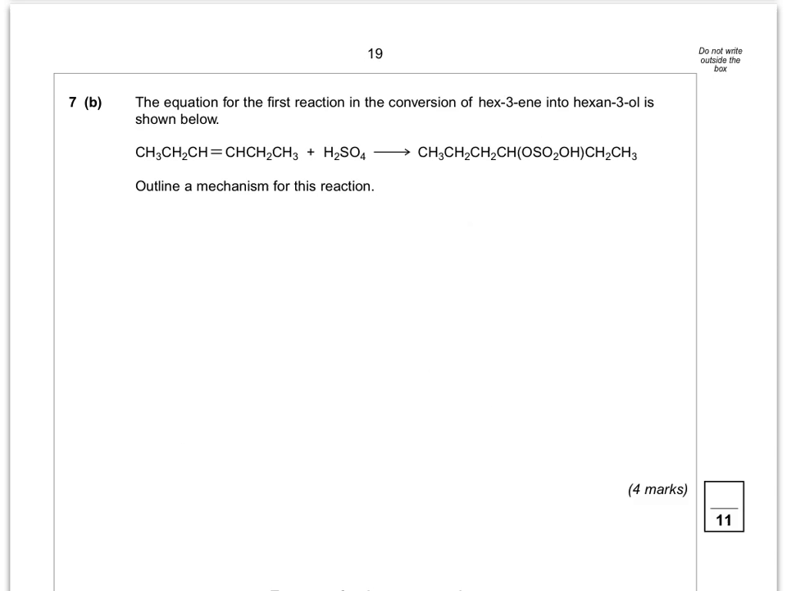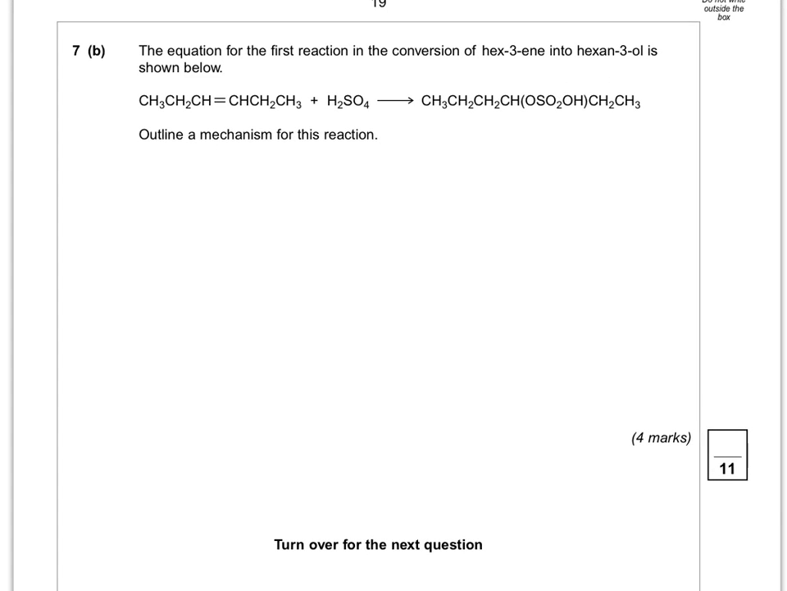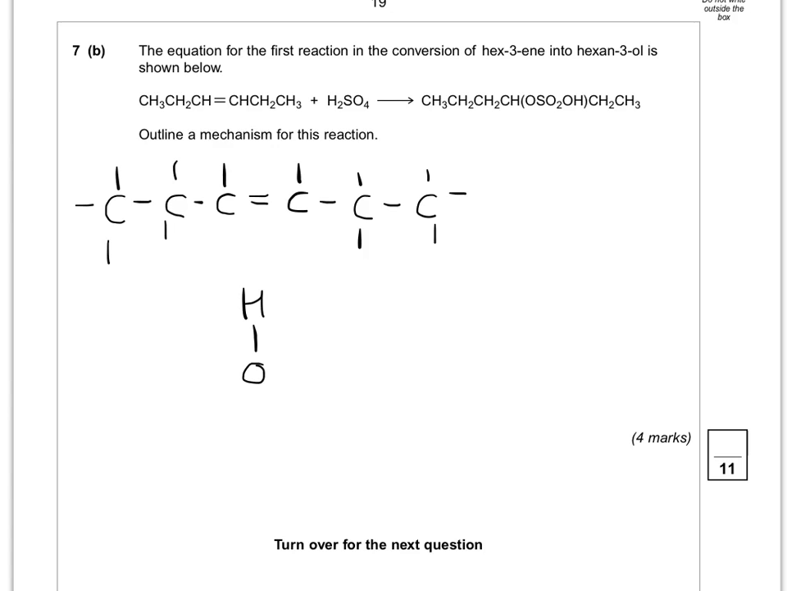And then another mechanism. The equation for the first reaction, the conversion of hexa-diene into hexenethiol, sorry, is shown below. There it is. So I would again draw out all the bonds. I'm not going to draw the H's in, but you should. And then you've got H2SO4, the structure of which you need to learn, and it looks like this: 2 double bond O's, 2 OH's.